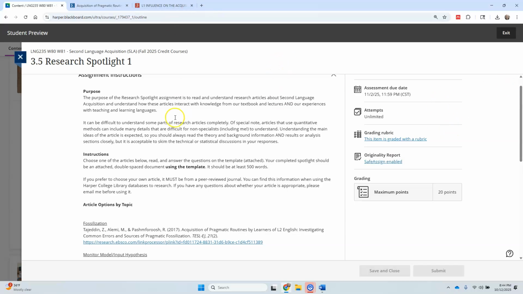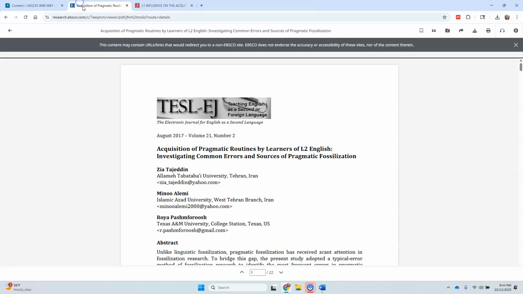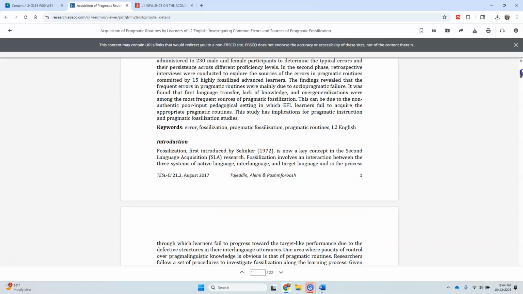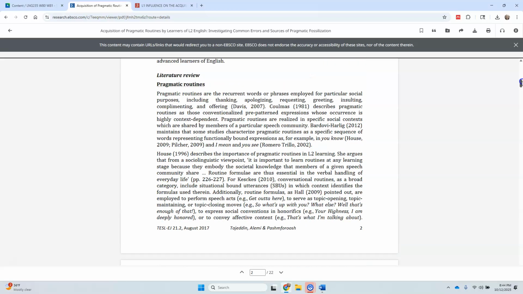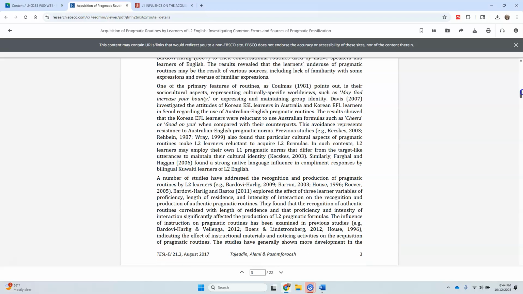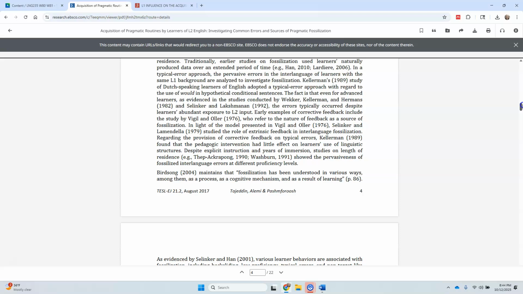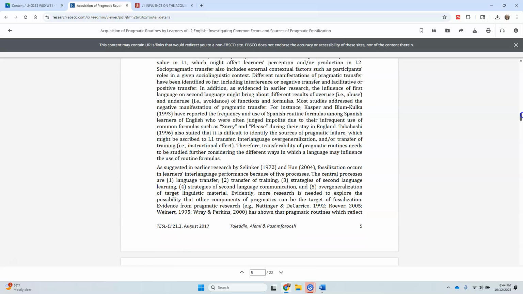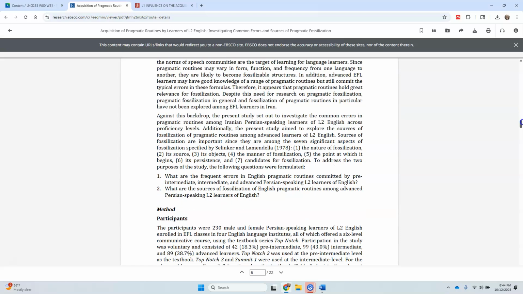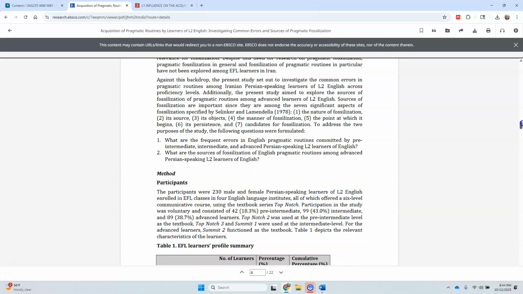So here are two. This is acquisition of pragmatic routines. This is this article. Okay, a super interesting article about why some learners get stuck or fossilized in saying sort of like polite speech. So there's a lot of background information about both fossilization and pragmatics.